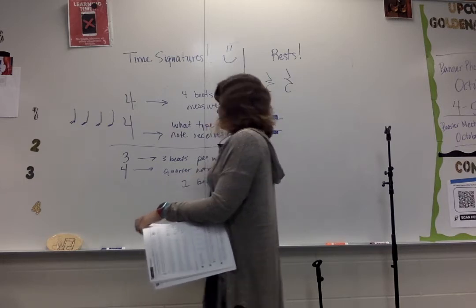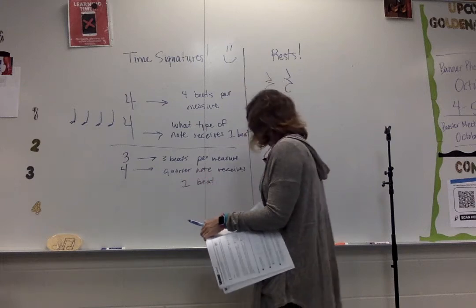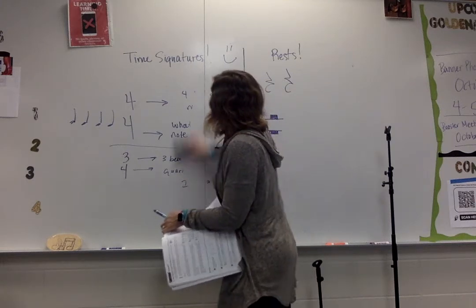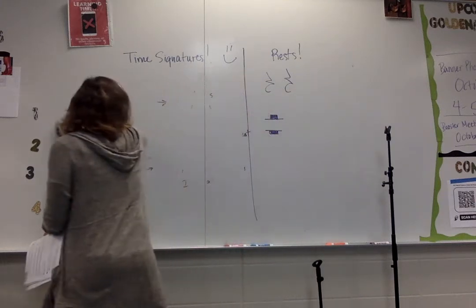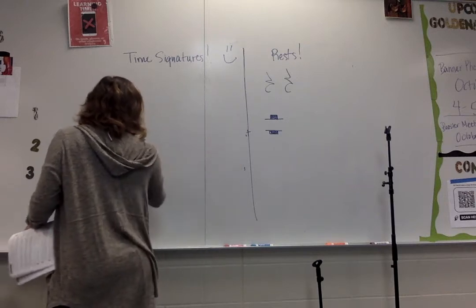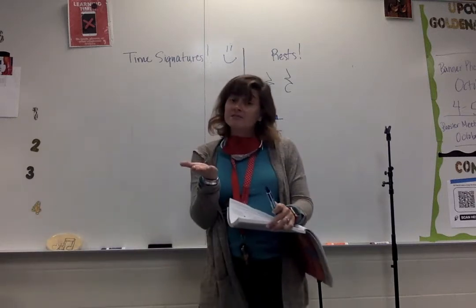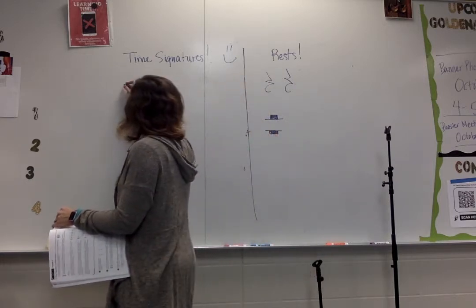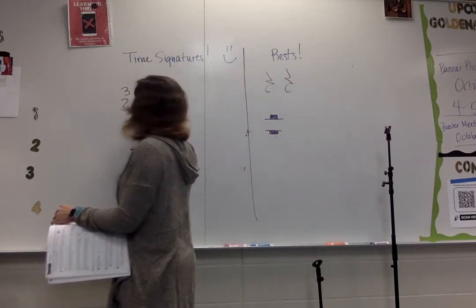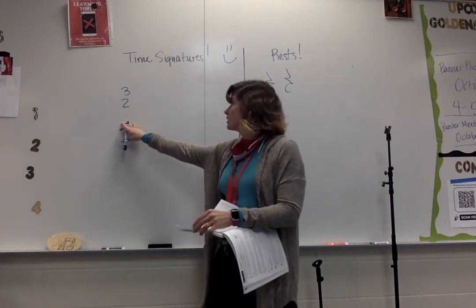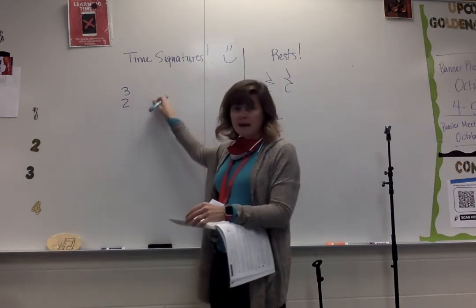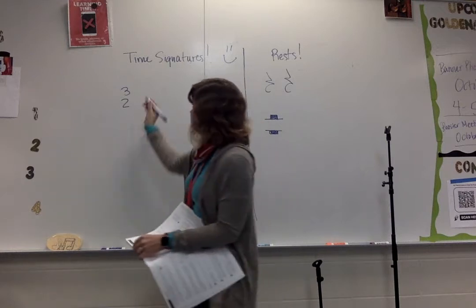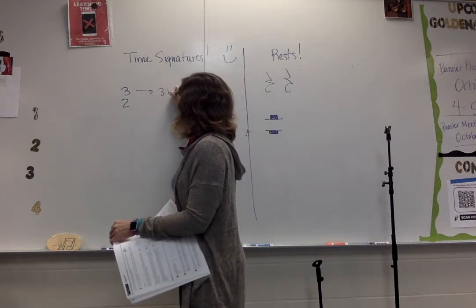All right. Let's do a couple more difficult examples of this. Erase all this nonsense here. What if we've got a different kind of note or a different kind of number on the bottom other than 4? What does that mean? So let's do an example. Let's say that we have a time signature that looks like 3/2. So we know easily what the top number tells us. That tells us how many beats per measure, right? 3 beats per measure.